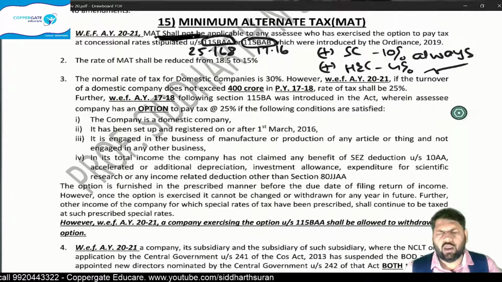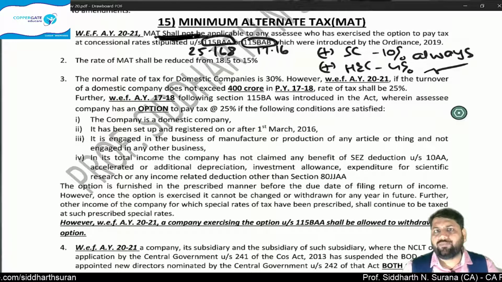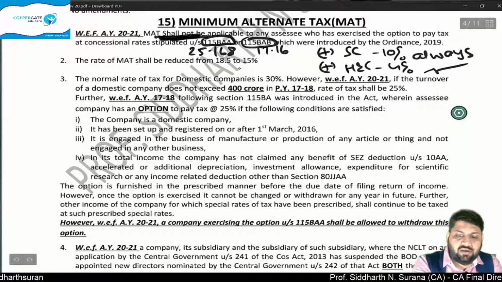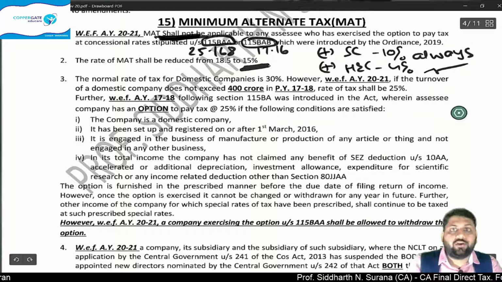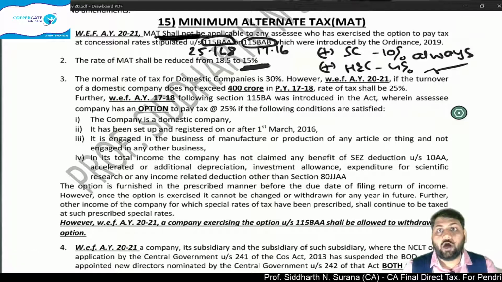Second amendment, again a very big amendment. Very few companies will now continue in MAT, first of all, because 115BAA and BAB are very motivating and MAT is not applicable. Very few companies will continue in MAT, and whichever company is continuing in MAT, the rate of minimum alternate tax is now being reduced. This is probably the first time since MAT was introduced in income tax that the government has reduced the rate of minimum alternate tax.